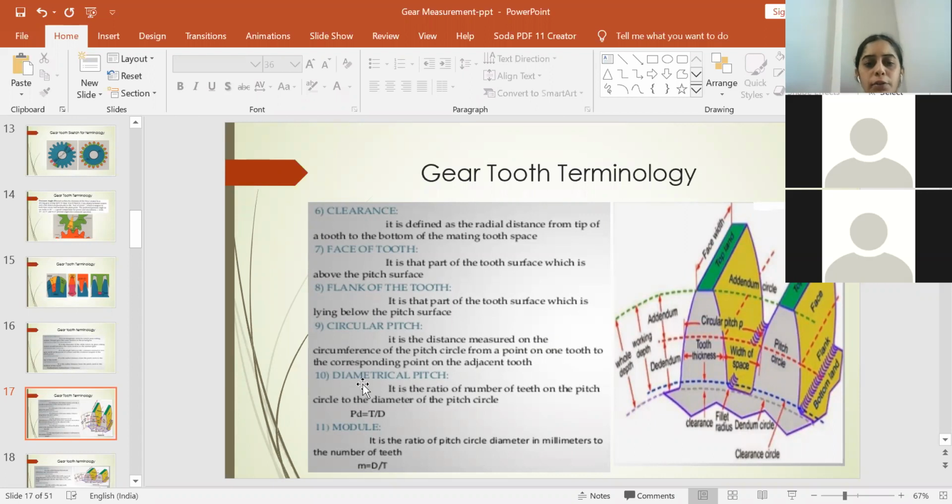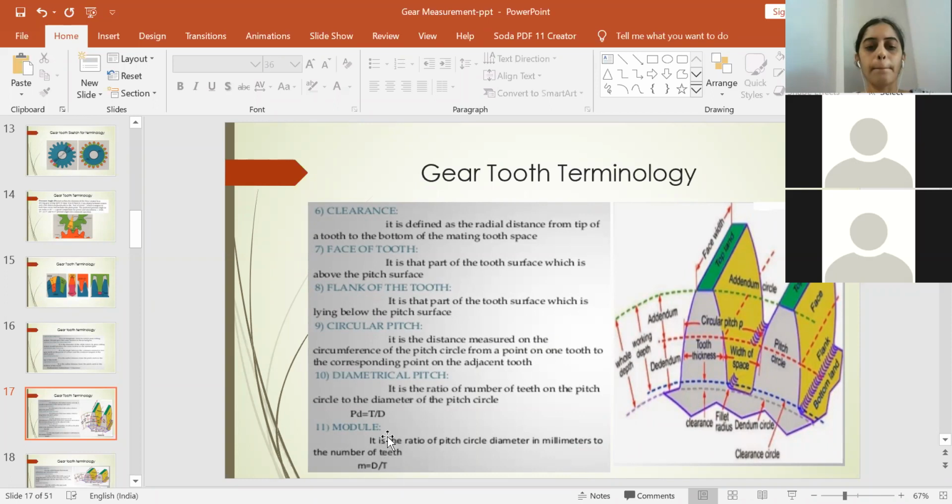And then you have to define what is diametrical pitch. It is the ratio of the number of teeth to the pitch circle diameter. The number of teeth you have in a gear, you will count it, and then you will divide it by the diameter of the pitch circle. When you divide the number of teeth by the diameter of the pitch circle, you will get the value of the diametrical pitch.